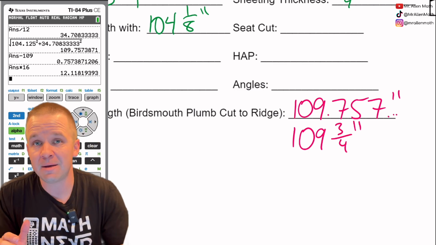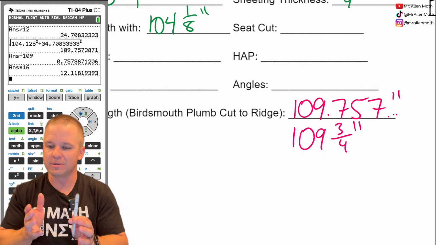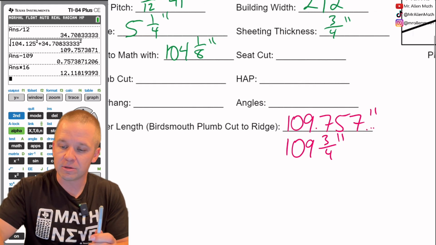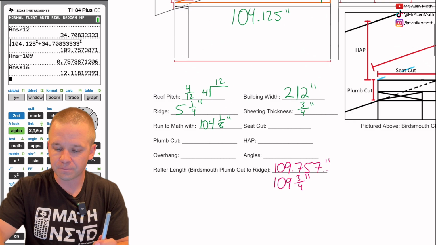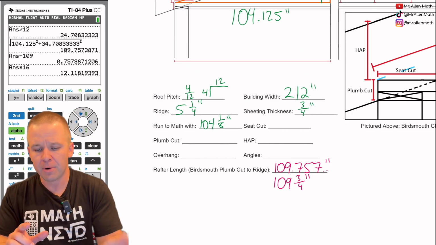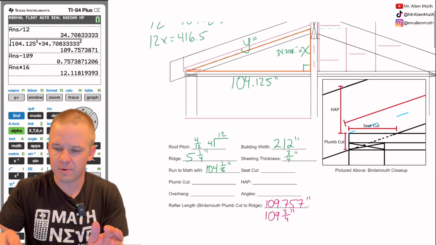So that's how you would convert it to tape measure reading. This one is pretty easy to see just offhand, but some of the decimals get a little bit meh, all right? But awesome, we already have one of our main measurements right here, the rafter length, bird's mouth plumb cut to ridge. Okay, so what else do we have here?